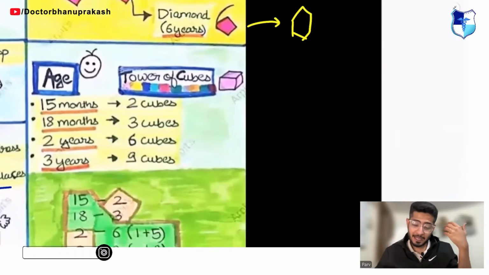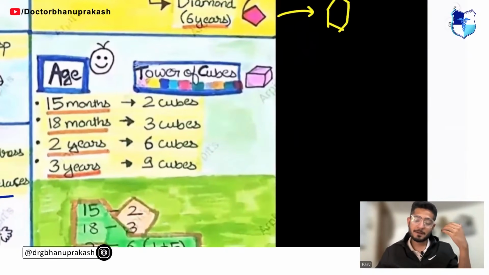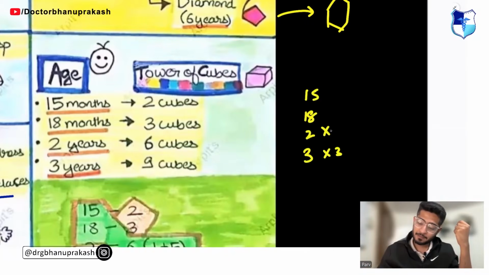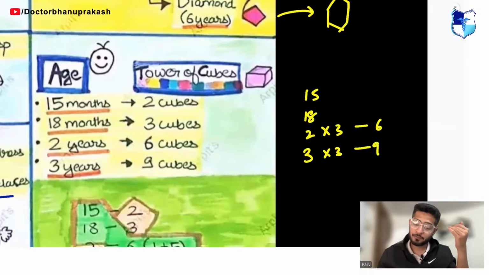Coming on to the age. So just remember this, that you have got 15 months, 18 months, 2 years, 3 years. So a very simple trick to remember is this, if you can write it like 15. Okay, I'll write it for you. 15, 18, 2 years, 3 years. So multiply by 3, multiply by 3. So this is 6 cubes, 9 cubes.